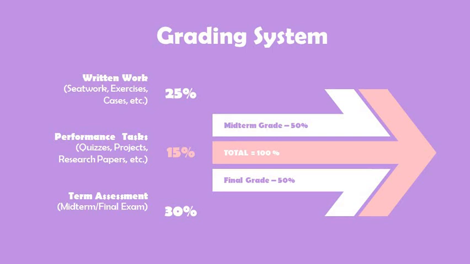Sige, let's proceed. So, in our grading system, this is divided into 3, which is the written works. Si written works natin, meron tayong seat works, exercises, and cases. Next, 15% is the performance tasks. Ano-ano nga po ba yan? Ito po yung mga quizzes, project, research papers. And the last is your term assessment o yung exam natin, which is 30%. So, ito rin po yung nagiging grading system natin for both midterm and final. So, kapag super duper final na, so i-add lang yung midterm grade at saka yung final grade. So, that will be 100% and that will be your grade for the subject.